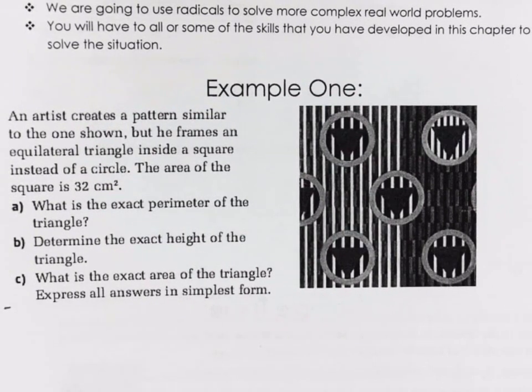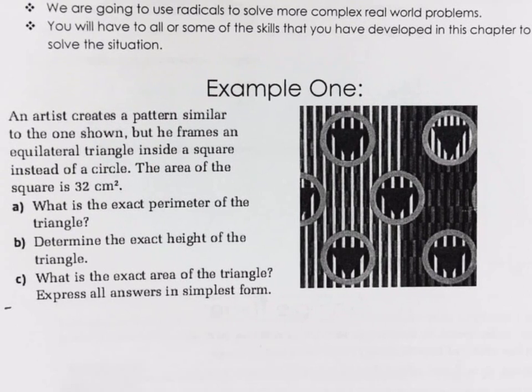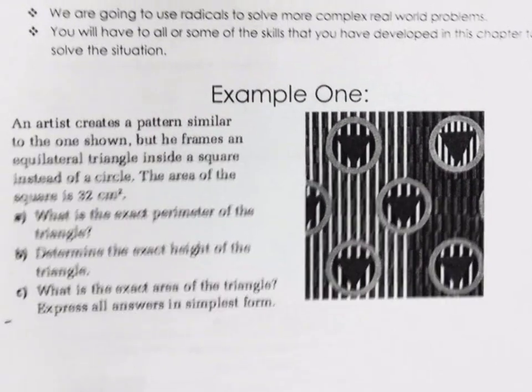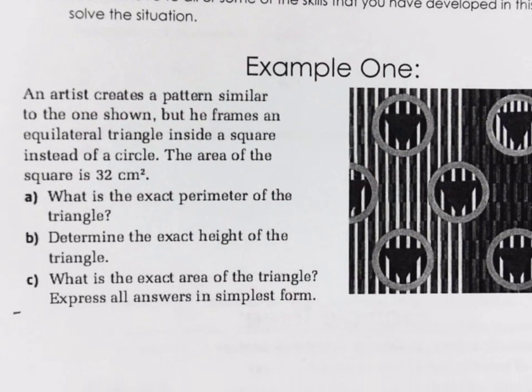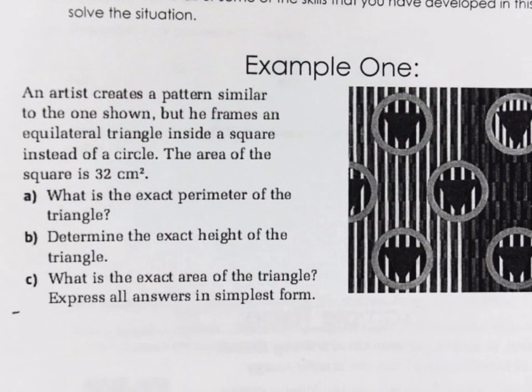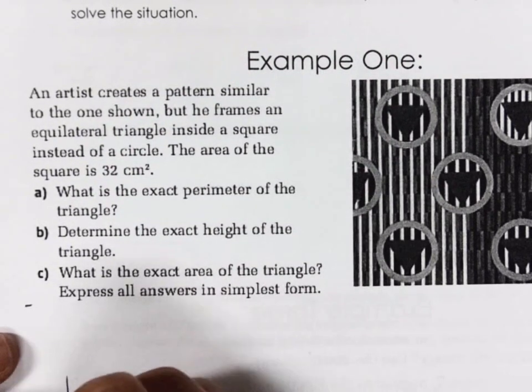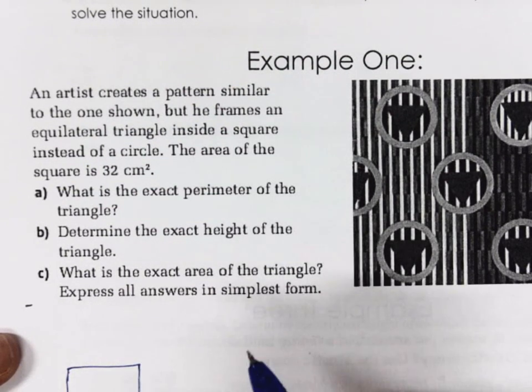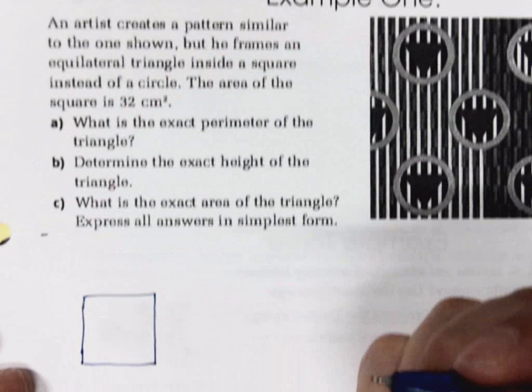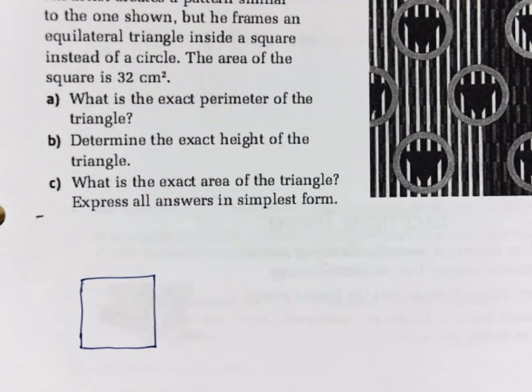Okay, so an artist creates a pattern similar to the one shown, but he frames an equilateral triangle. What do we know about equilateral triangles? Same length, all the same side lengths. Inside a square instead of a circle. So let's just draw a pretty picture.